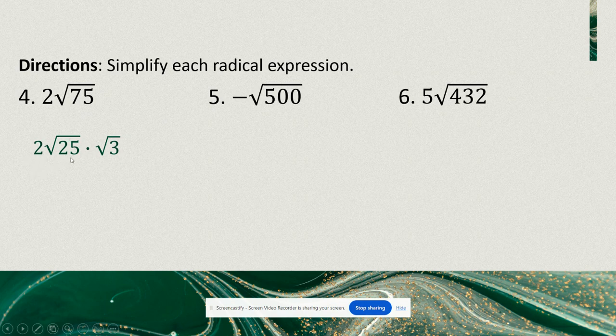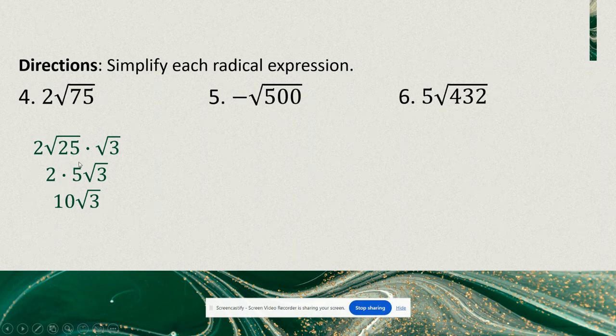Okay, again, 25 is a perfect square, so we can change this. The square root of 25 is, hopefully all of you said 5. So I would have 2 times 5 root 3. Now, hopefully, we know that when 2 is written right next to something like this with no sign in between it, it's implied that it's multiplication, okay? So 2 times 5 is going to give me 10. 10 root 3 would be my final answer here.